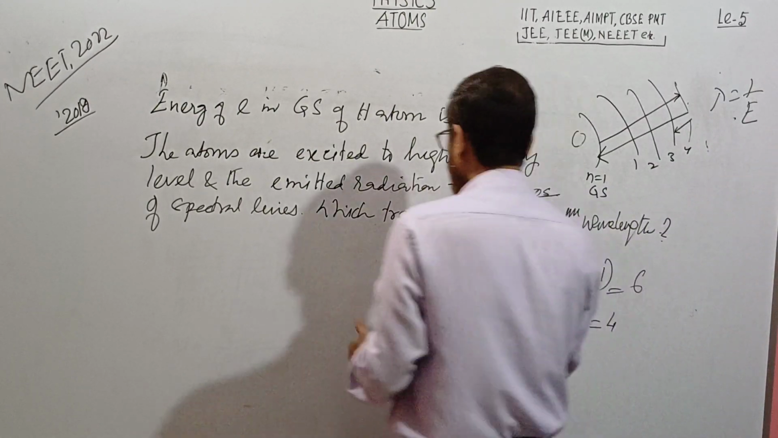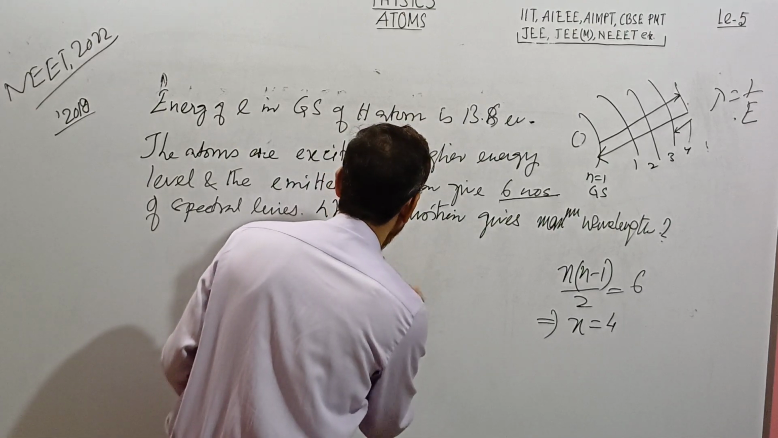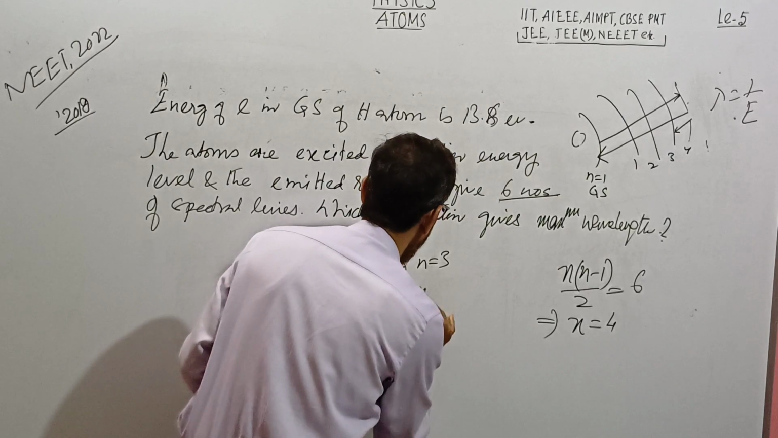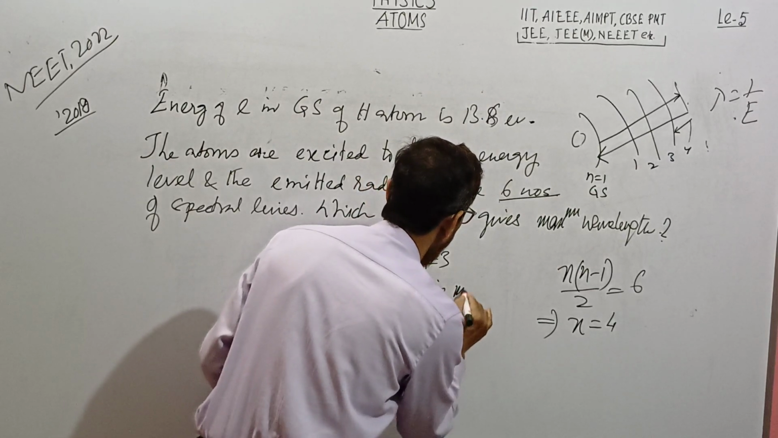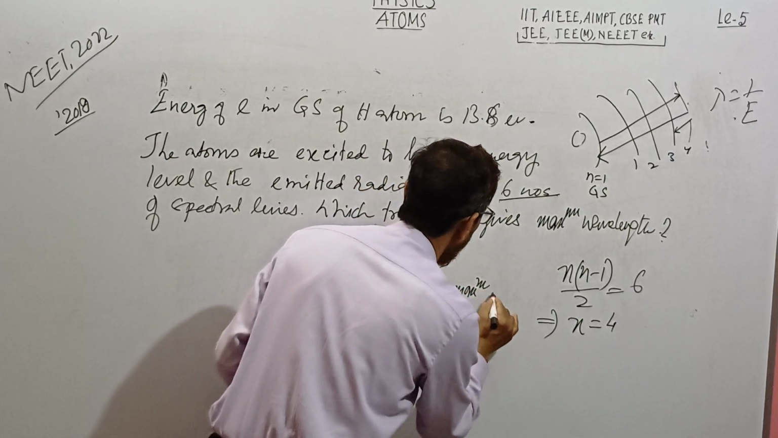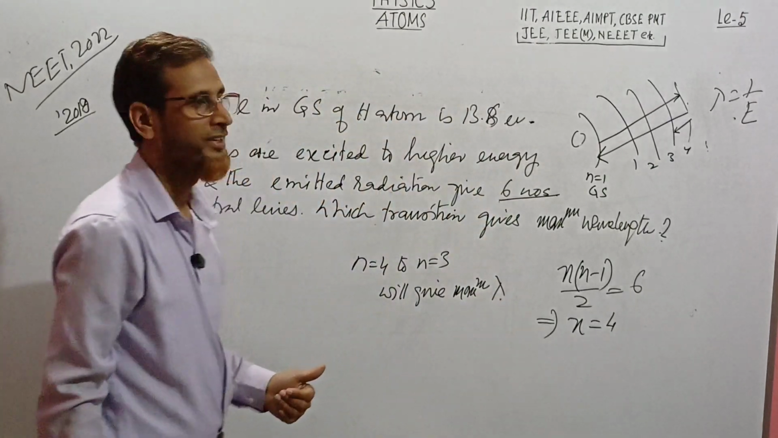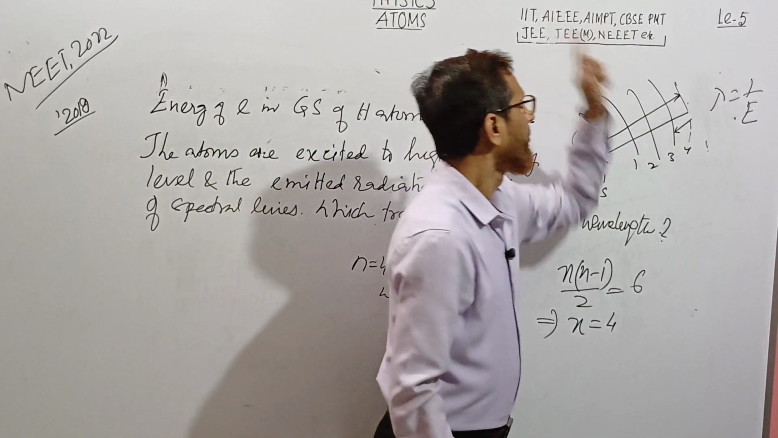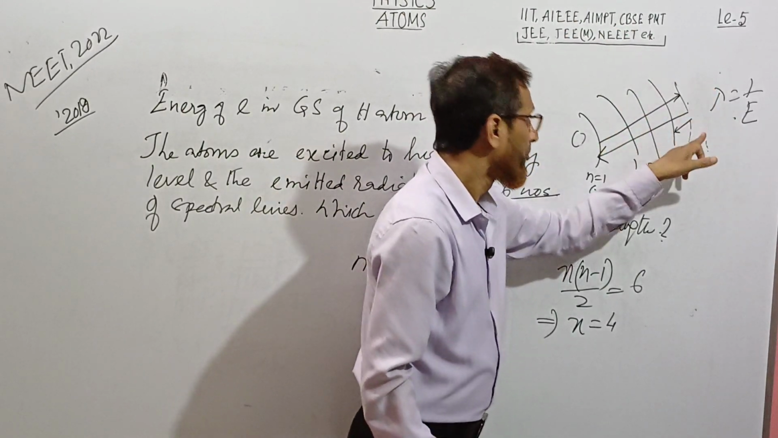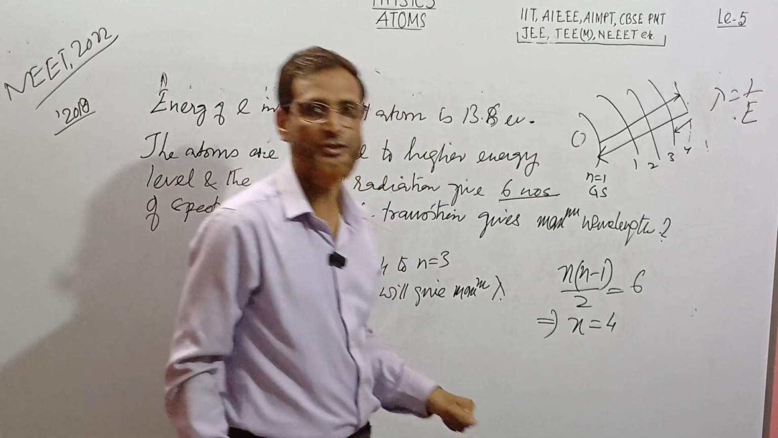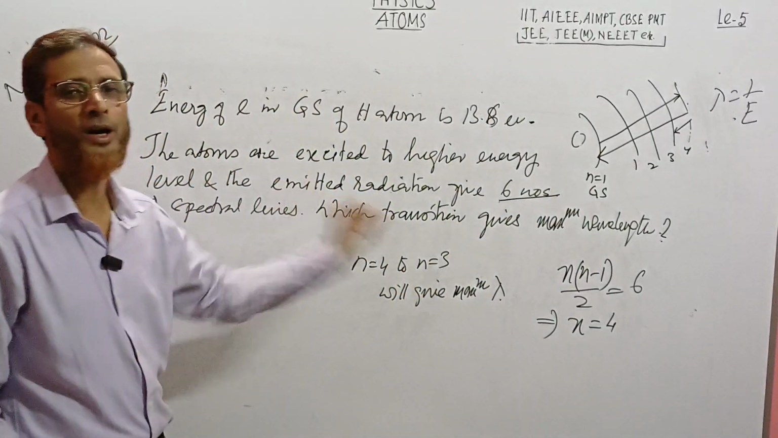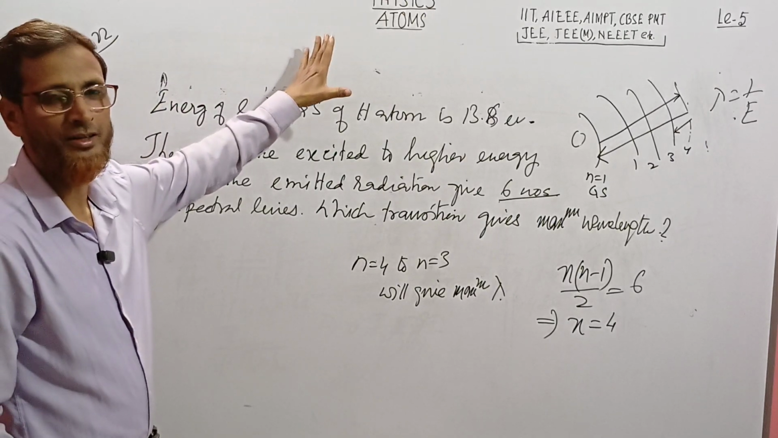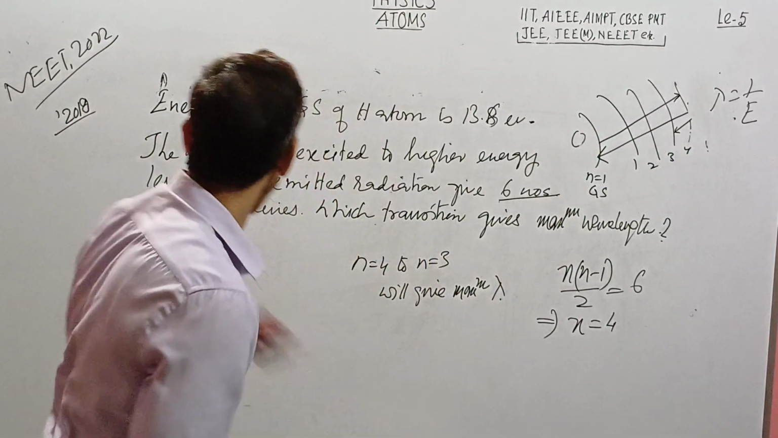So transition n is equal to 4 to n is equal to 3 will give maximum wavelength lambda, because less is the energy, more is the wavelength. More is the energy, less is the wavelength. This is the question, only one or two lines is the answer. Big and huge question, you will find it difficult to understand. Am I right?